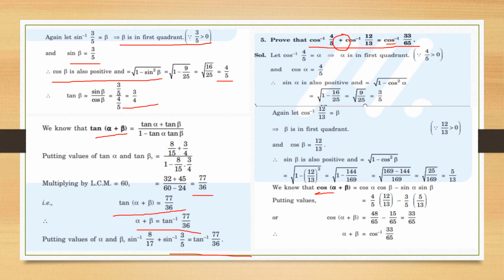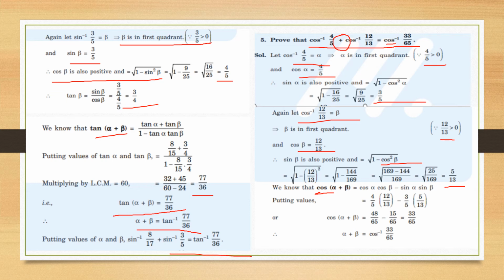Let us start: on the left-hand side, cos inverse 4/5 is alpha, so cos alpha is 4/5. Sin can be calculated either using Pythagoras theorem or by using this formula, so it is 3/5. No need to calculate tan as it is not required here. Similarly, cos inverse 12/13 equals beta, so cos beta is 12/13, and sin beta, by Pythagoras theorem or this formula, is 5/13. I have to take only the positive values as we are concerned only with these positive values.